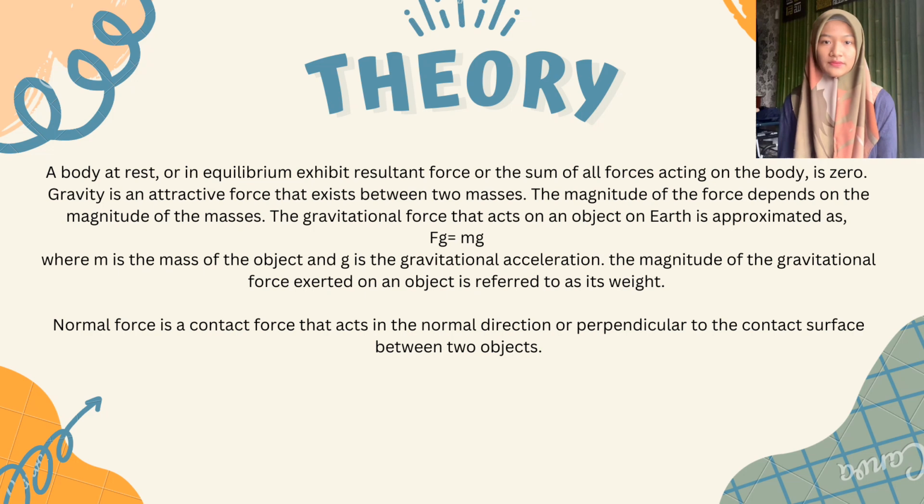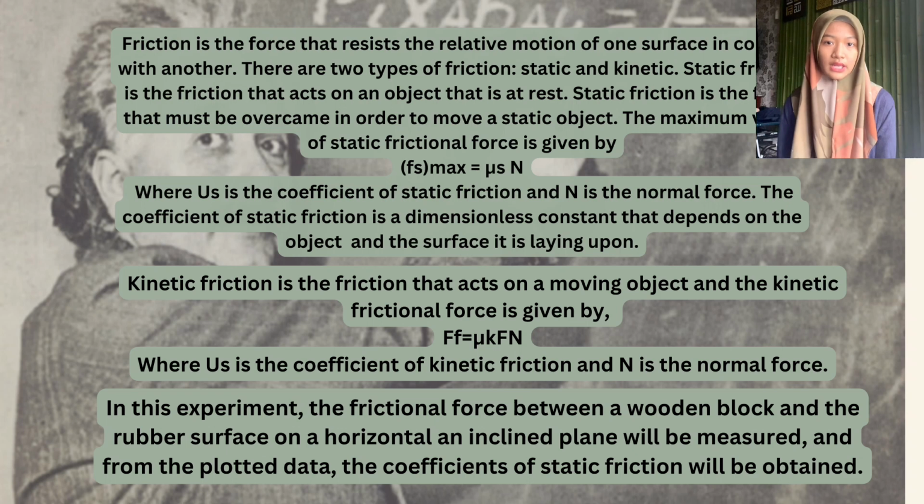Normal force is a contact force that acts in the normal direction, or perpendicular to the contact surface between two objects. Friction is the force that resists the relative motion of one surface in contact with another. There are two types of friction, static and kinetic. Static friction is the friction that acts on an object that is at rest. Static friction is the force that must be overcome in order to move a static object.